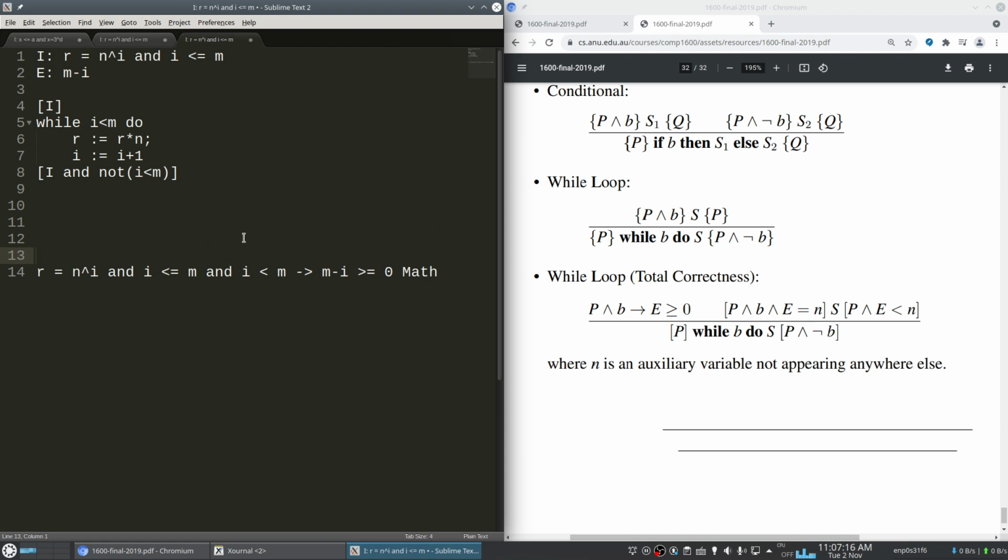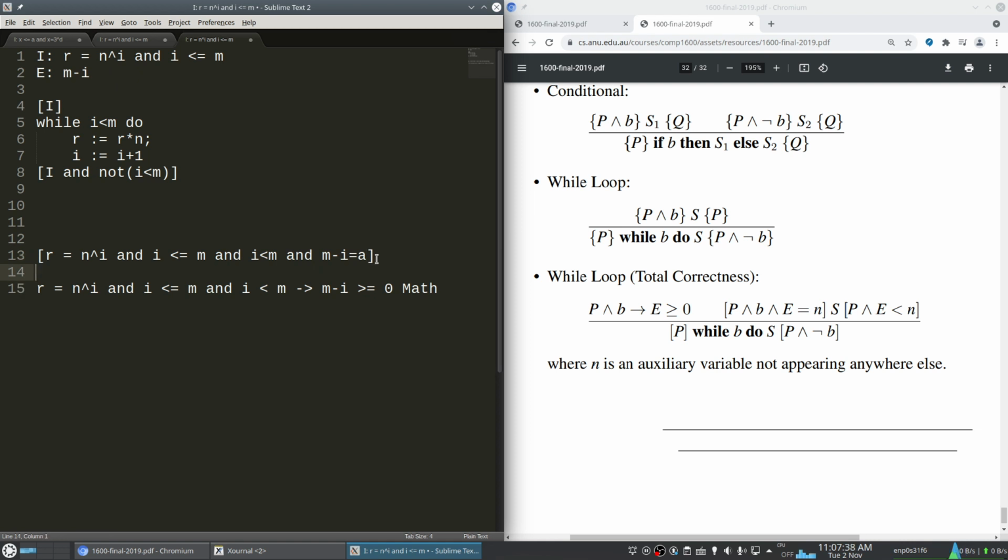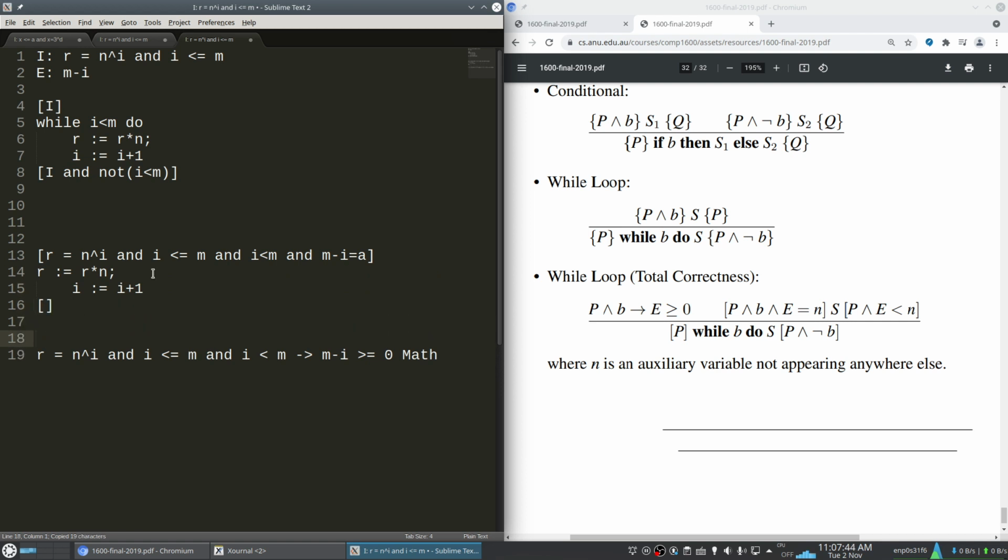And the tricky part is we have to prove this whole statement here. So I have to prove the invariant I and the loop condition B and the variant is equal to some variable that doesn't show up anywhere else, so we'll use A. And then you have the code, which is these 2 statements. And then we have, as a post condition, the invariant I again. And the variant has gotten smaller. So m take i is now strictly less than A.